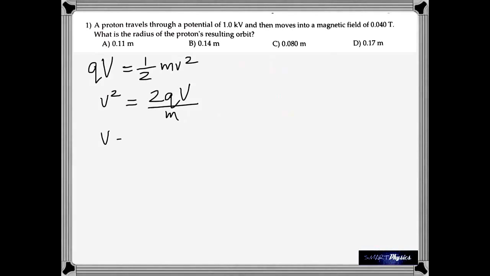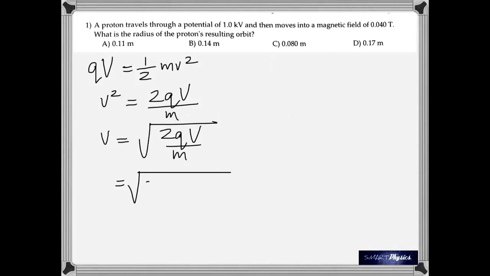So from the given potential, you got to find the kinetic energy of the proton. Remember that if it is accelerated through 1 kilovolt, then it has a kinetic energy of 1 kilo electron volts. So use that to find the velocity. Q times the voltage is 1/2 mv squared. Rearrange that to get the velocity.